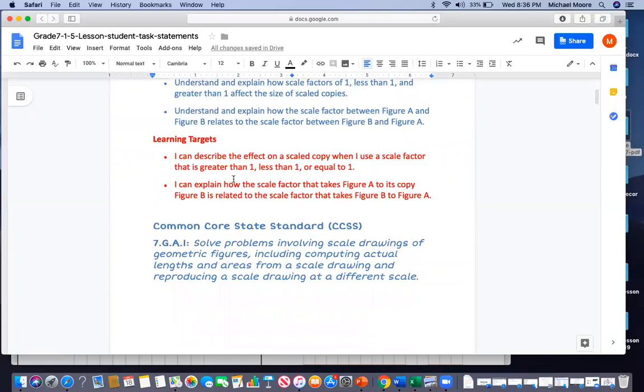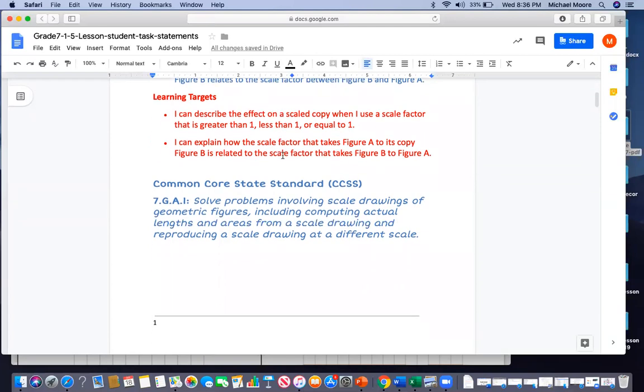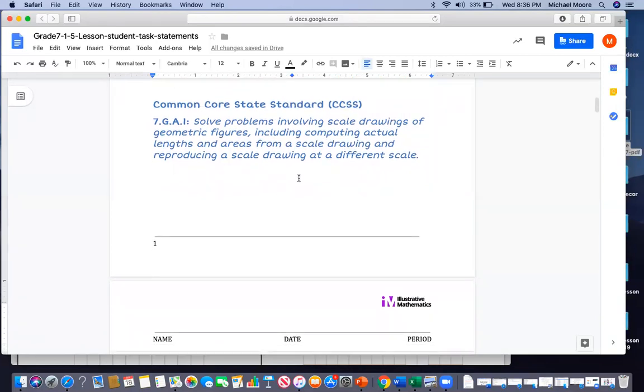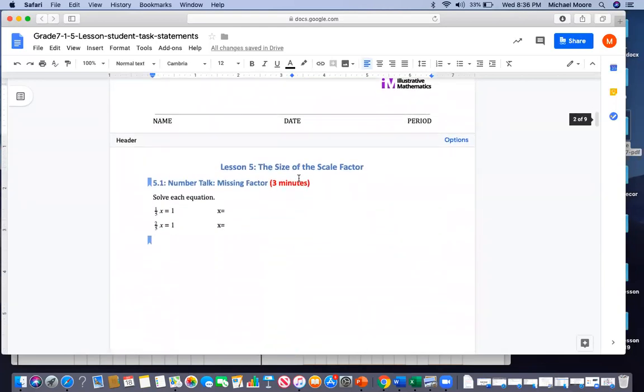And also, the first target, being able to understand that when we have a scale factor that is greater than 1, our figure should increase in size. When it is less than 1, so a decimal or a fraction, the shape or figure will decrease in size. And when it's equal to 1, the figure or shape will remain the same size. Okay, so we'll touch on that later on. And again, we're still doing the same Common Core State Standard, solving problems involving scale drawings of geometric figures.